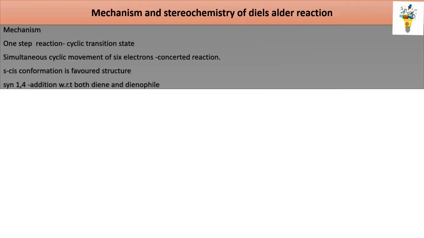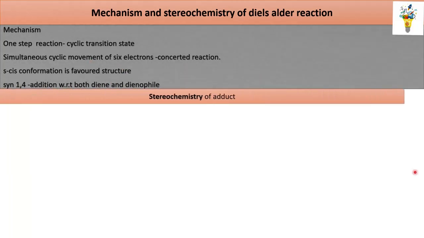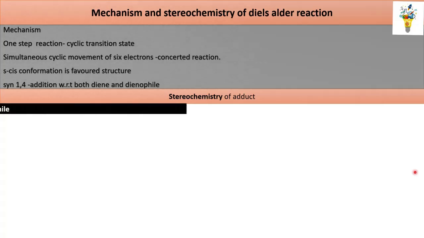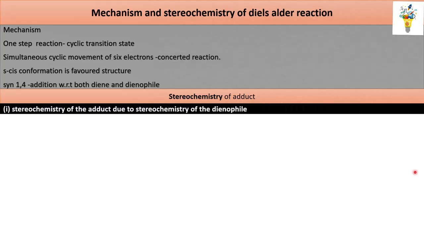Yes, the s-cis conformation is the favored structure. And always it is a syn-1,4 addition. Always suprafacial. It is always a syn addition with respect to both diene and dienophile. Okay, now the stereochemistry of the adduct. How is the stereochemistry of the adduct predicted with respect to the dienophile? So, the stereochemistry of the adduct due to the stereochemistry of the dienophile.